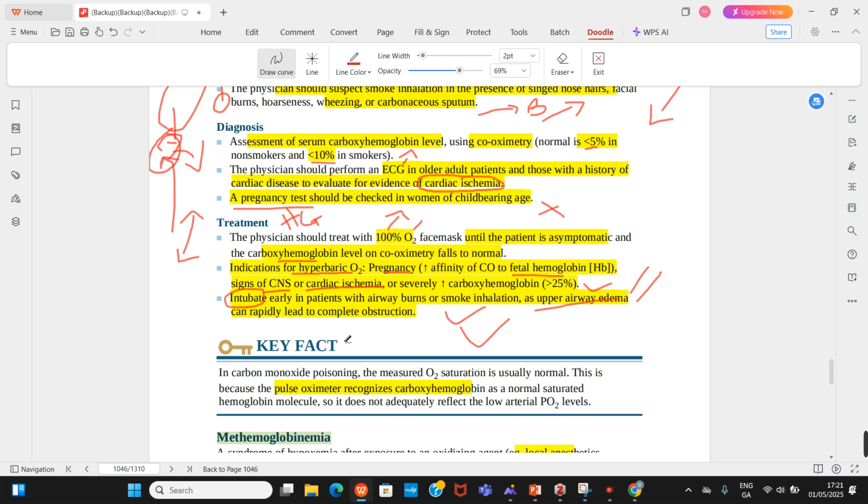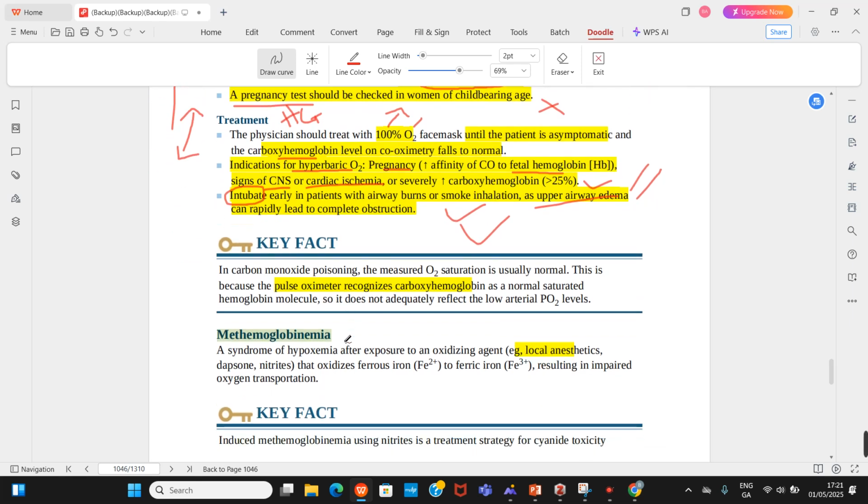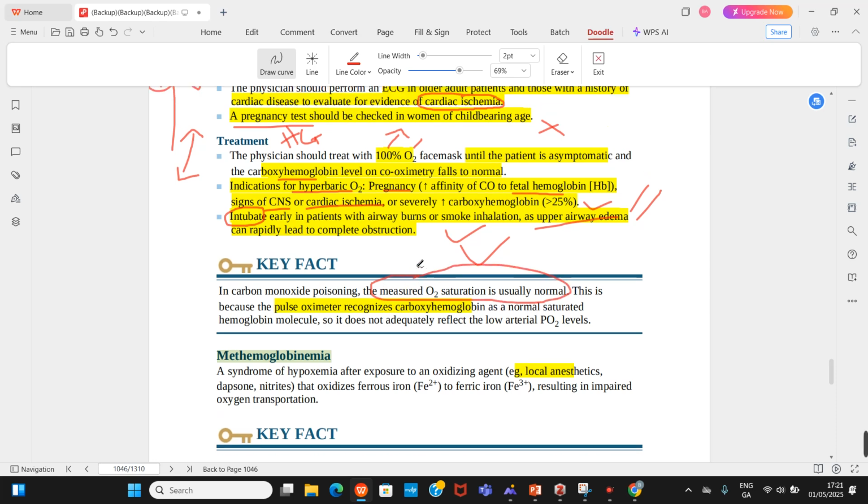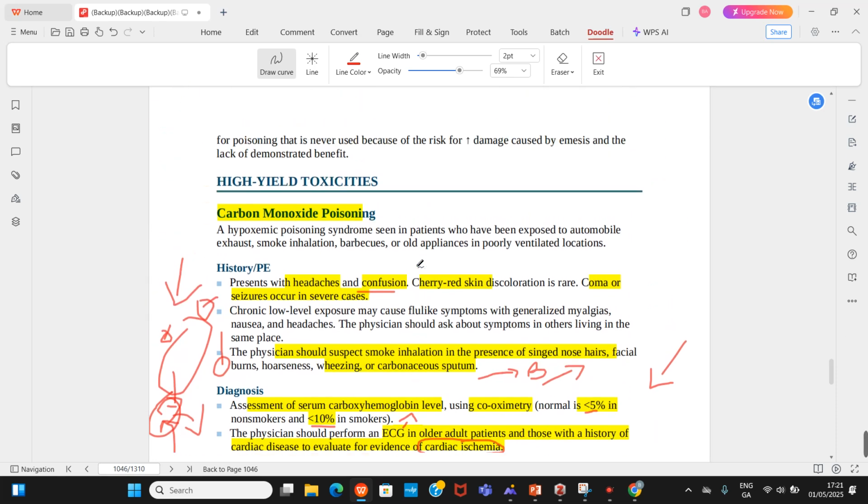Now, there are some lab values that might be confusing in people with carbon monoxide poisoning. This could be a question. Some people will be confused in the exam, but it's very simple. In carbon monoxide poisoning, they will tell you in the question that they measured oxygen saturation and it is normal. Yes, it will be normal because what pulse oximetry is doing is just measuring absorption of light at a particular wavelength. That's what they are doing.